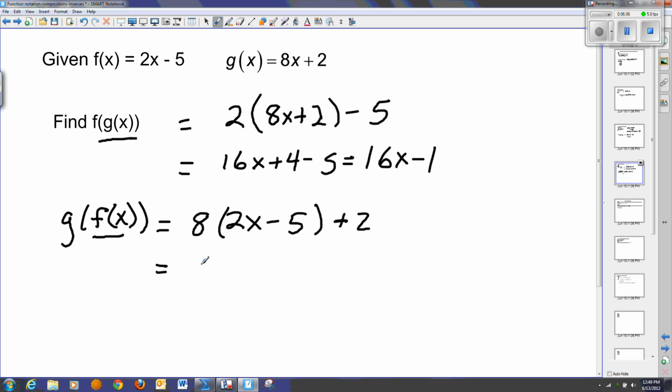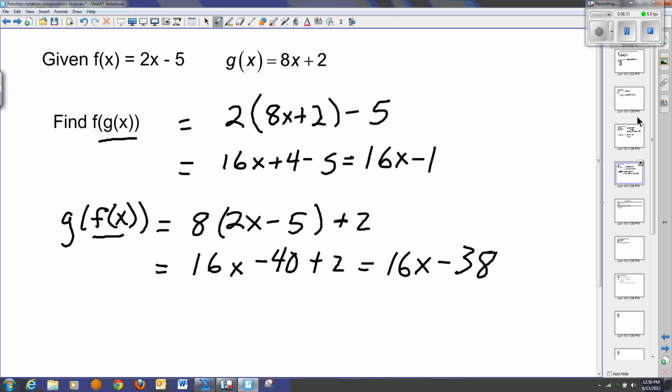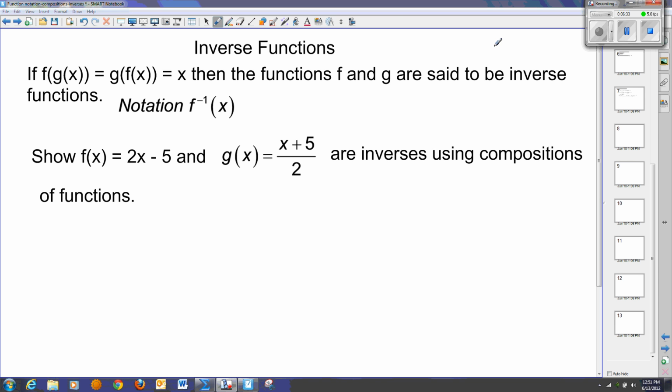Let's do a little distribution. 16x minus 40 plus 2 gives me 16x minus 38. And notice f of g of x doesn't necessarily equal g of f of x. So the next topic is going to be inverse functions.